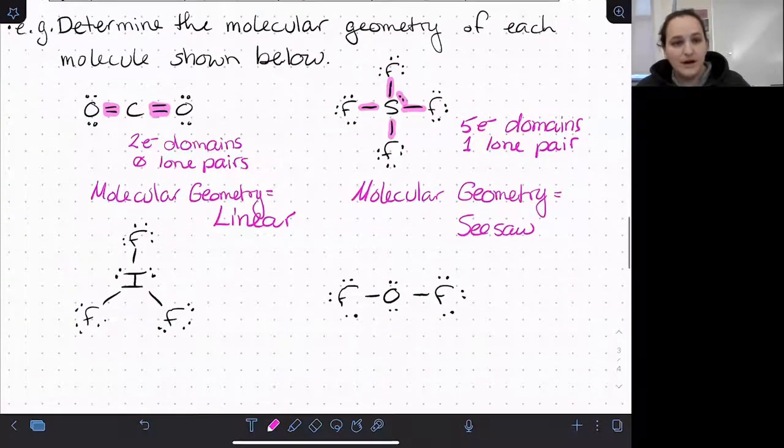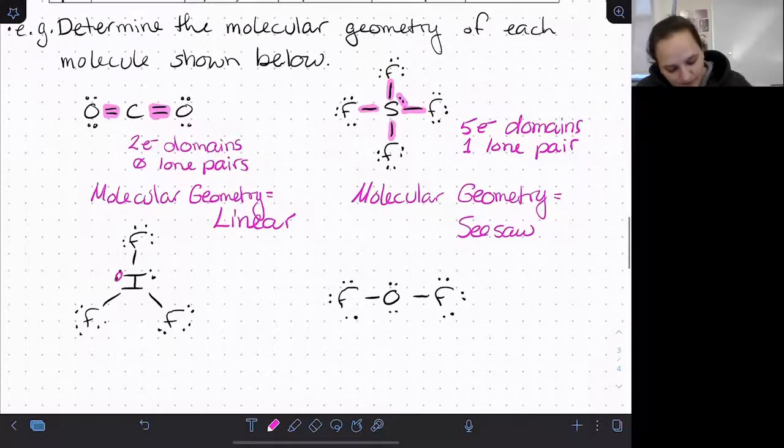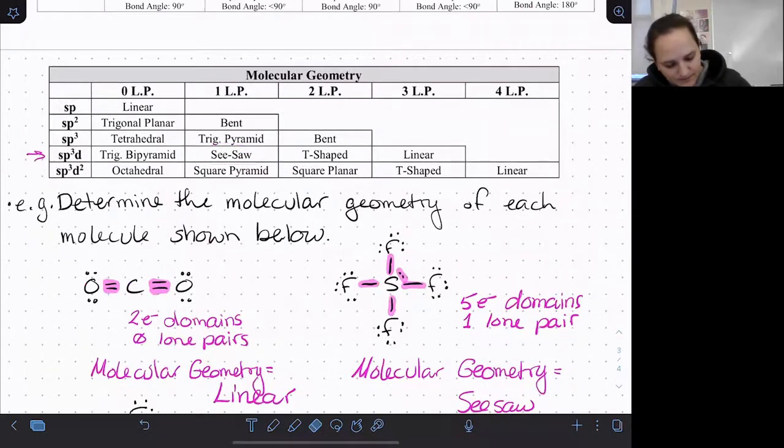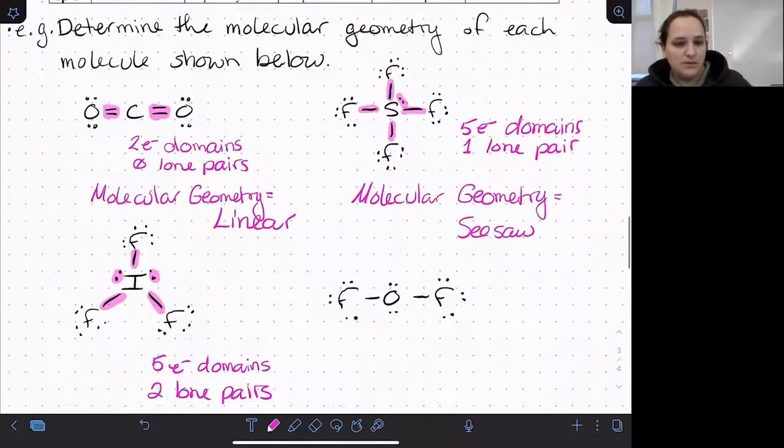Next up, we have IF3. We've got 2 lone pairs plus 3 bonds. So once again, we have a total of 5 electron domains, or sp3d hybrid, but this time we have 2 lone pairs. So when we go to identify the geometry of this one, we're going to be in the same row, moving over a column, and that gets us the T-shape.